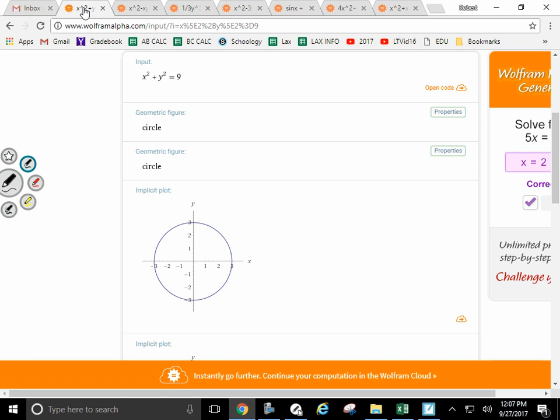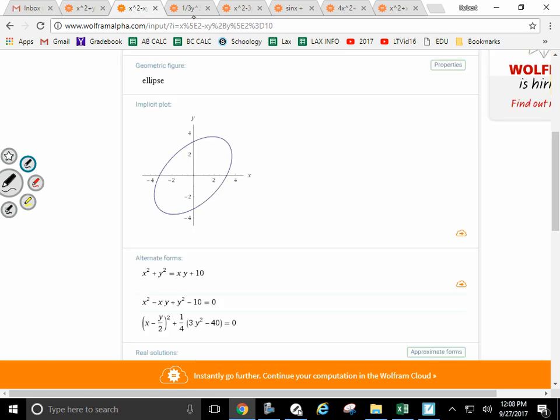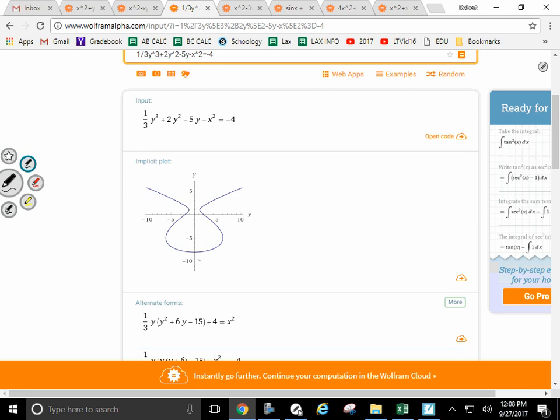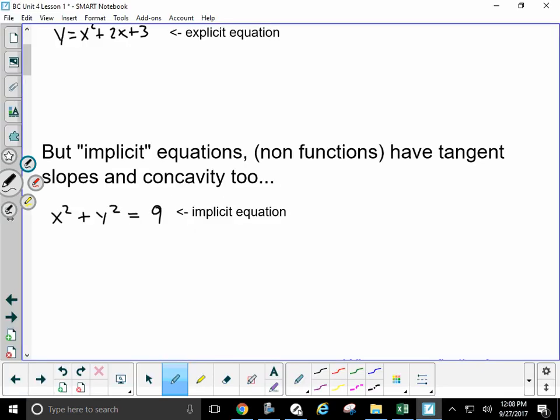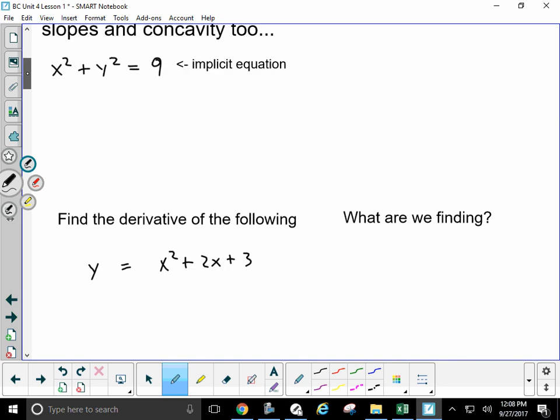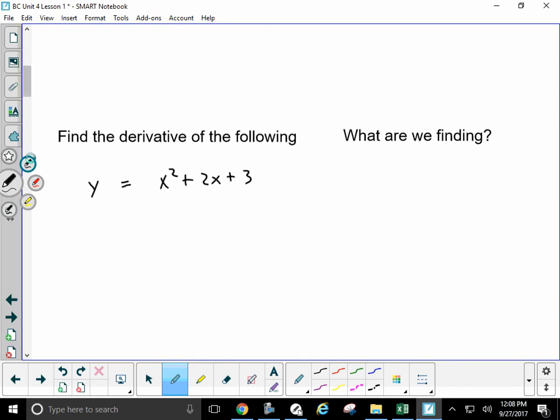Okay, so we are going to be analyzing these implicit equations, these non-functions, and we will find some interesting situations, locations, and equations of tangents to these functions. Okay, you won't have to worry about graphing them, so don't worry about that. Just worry about taking the derivatives and finding dy dx, and that's what we're doing.